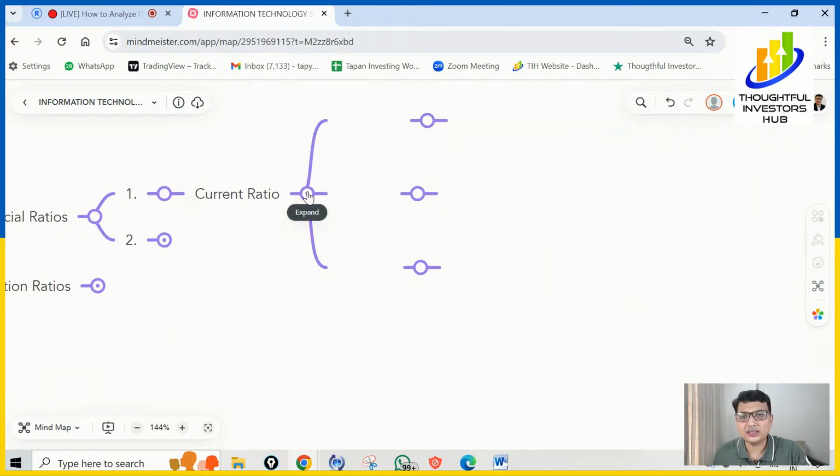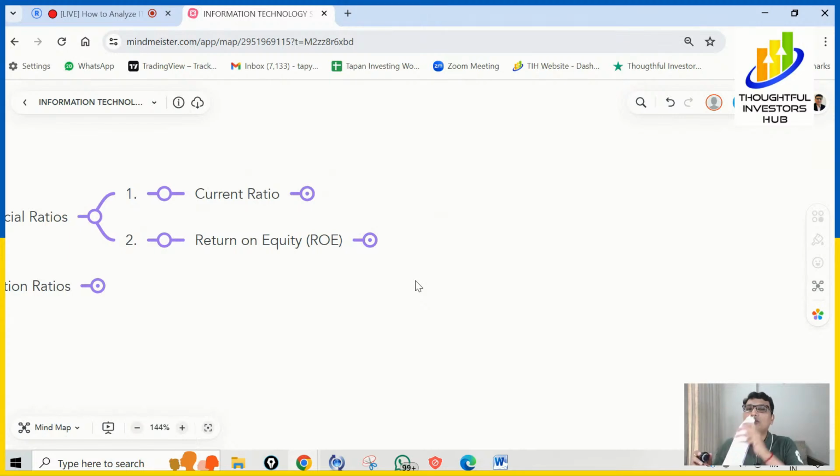Now let me go to the second ratio, which is ROE. ROE is very important. ROE is nothing but return on equity.